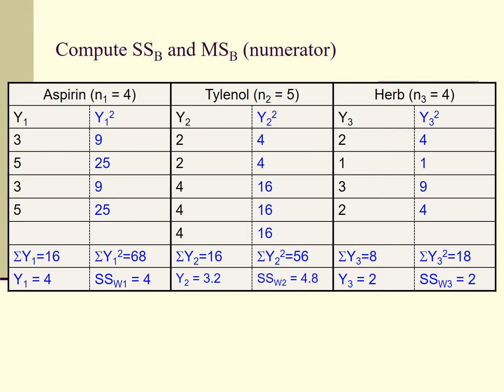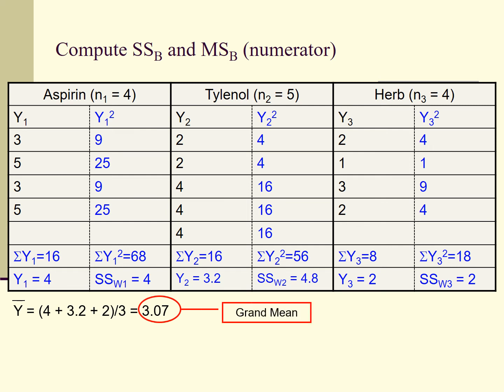Next, we compute the sum of squares for between and the mean squares for between, the numerator. So with this table, we can also compute the grand mean. So the grand mean equals the group mean for the aspirin group plus the group mean for the Tylenol group and the group mean for the herb group. So it is 4 plus 3.2 plus 2 divided by 3, which is 3.07. This is called the grand mean.